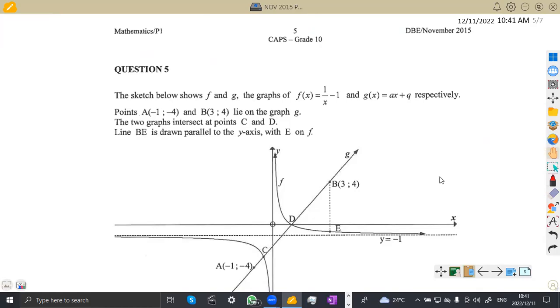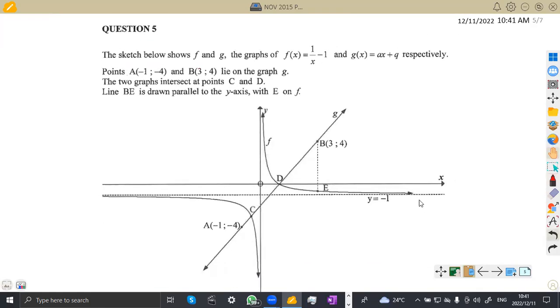Let's see this part here. The sketch below shows the graph of f and g. So these are the 2 graphs, f and g. So f is given as 1 over x minus 1, which is a hyperbola. Then g of x is given as ax plus q, which is a straight line. So this is g of x, and that's our f.